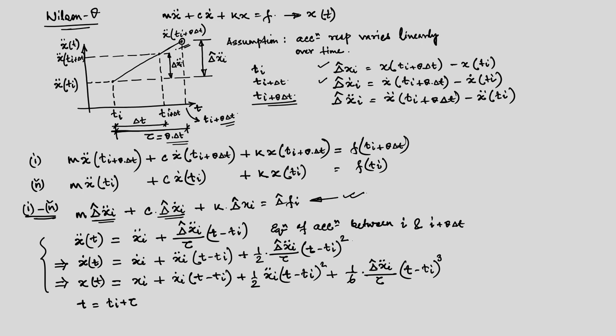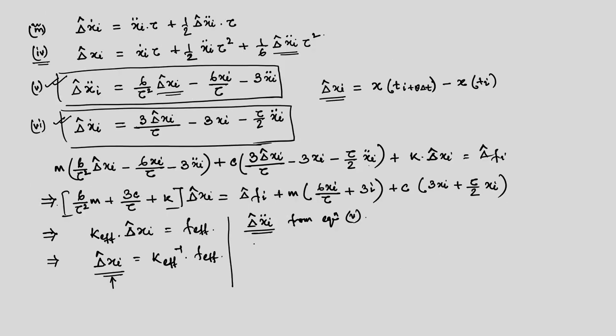Now, because this is a linear extension, we can find out my delta xi double dot. This is nothing but delta xi double dot hat divided by theta. So, this is what we get for delta xi double dot. Now, what is this quantity? You can easily write down the expression. This is nothing but x double dot at i plus 1 minus x double dot at i. So, what we know is this quantity, and from that we can easily find out x i plus 1 double dot.